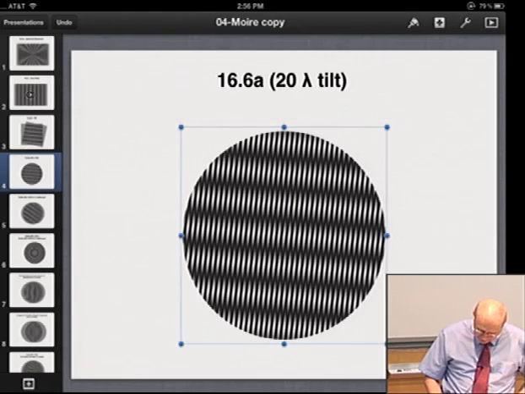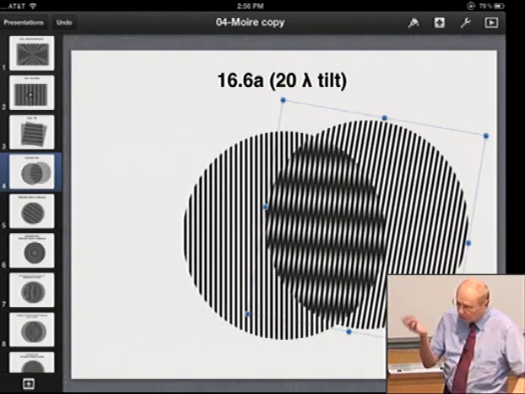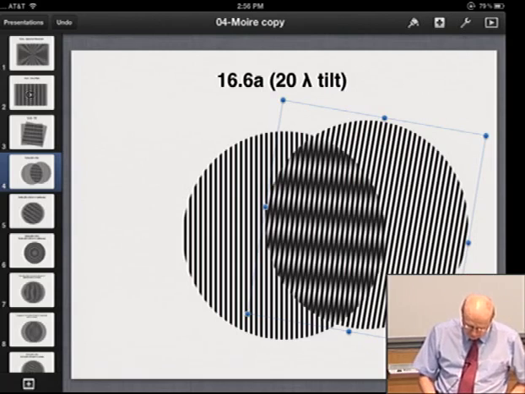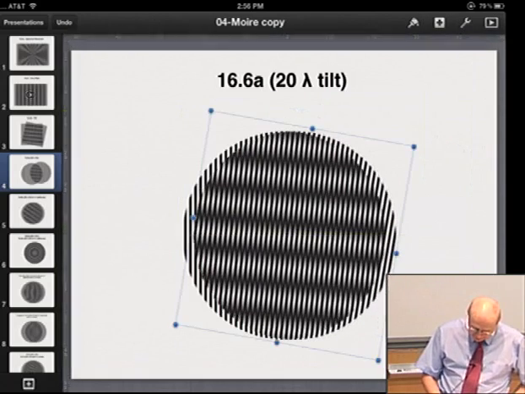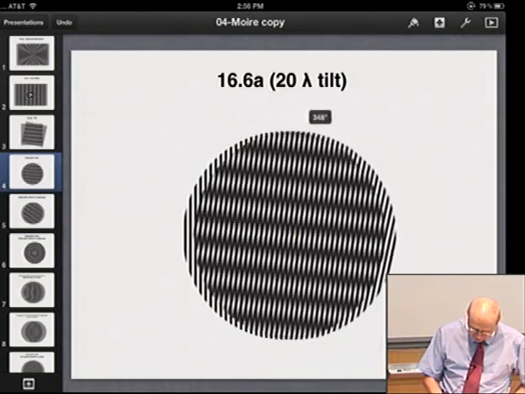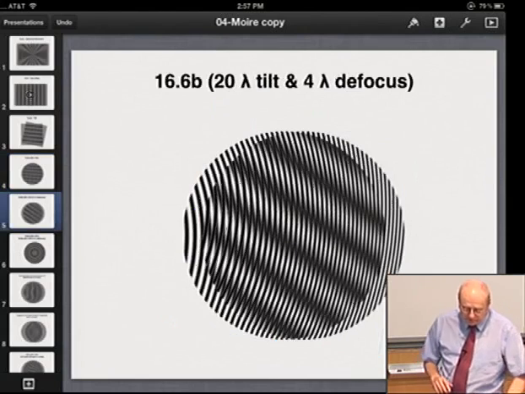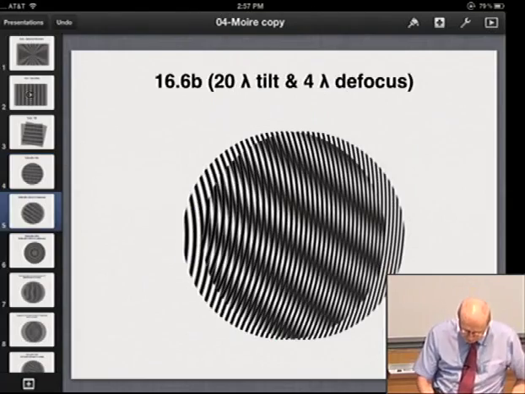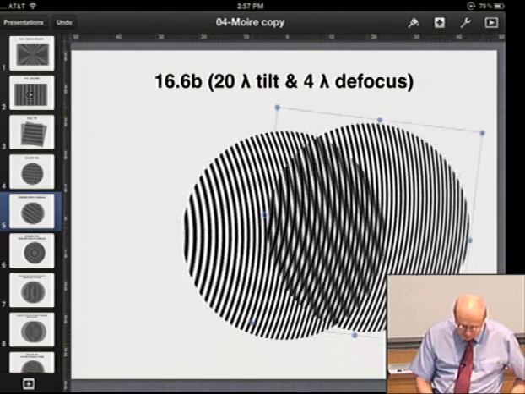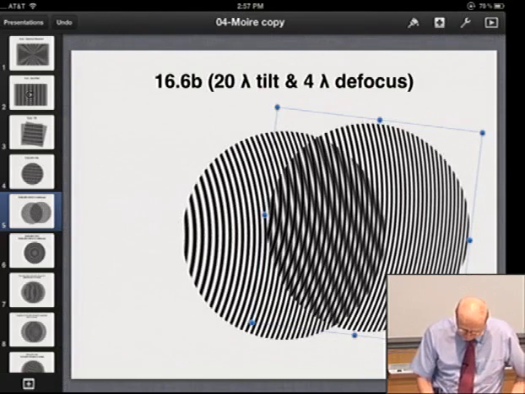I'm going to use this pattern a few times. These are just 20 waves of tilt across a radius here. And then again, if I change the angle between the two, I'll change the spacing of the fringes. Okay, so now what we're going to do is that we have two patterns here where each one is 20 waves of tilt and 4 waves of defocus.